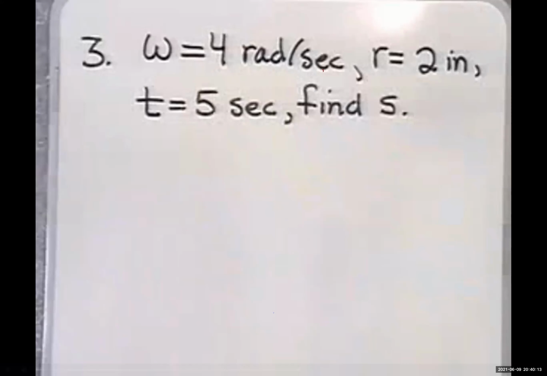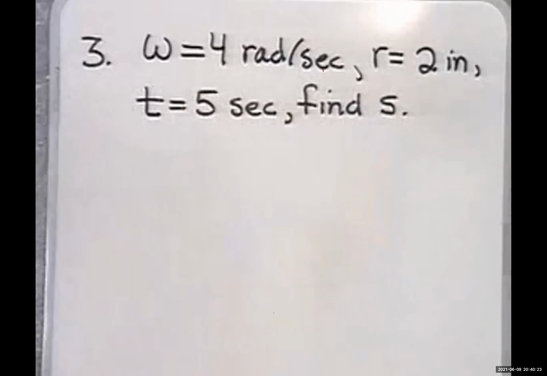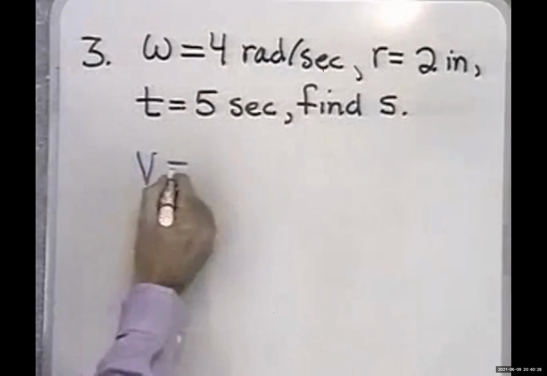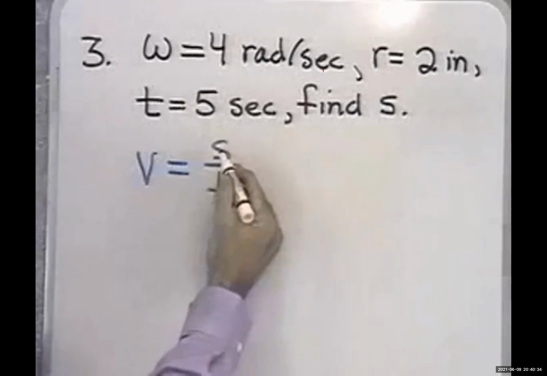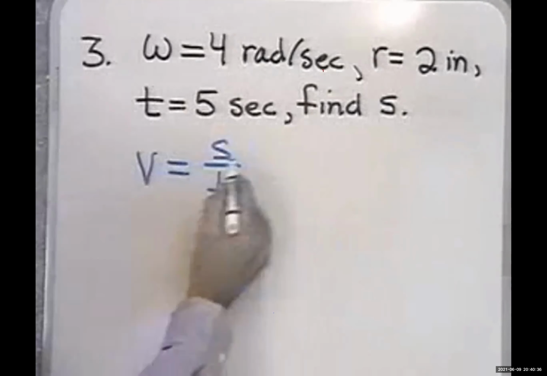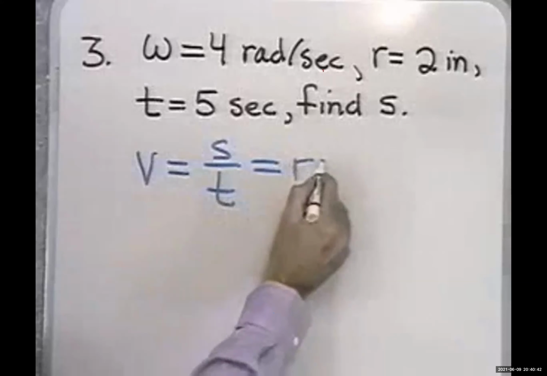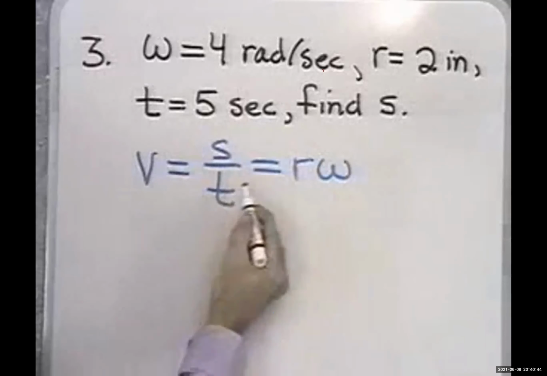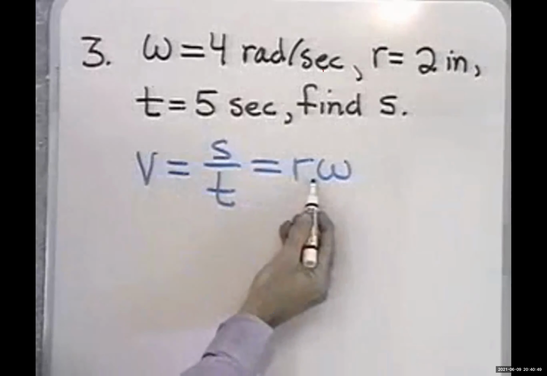Suppose that the angular velocity, omega, is 4 radians per second. The radius of the circle is 2 inches, and the amount of time that the particle has traveled is 5 seconds. Let's find the distance that it's traveled. Well, I'm going to start with my formula for v, and v is equal to s divided by t. Now I'm looking for s, and I'm given t, so I've got part of this filled in, but I need v. Well, v is also equal to, besides s over t, the other formula, r times omega. So s over t must be equal to r times omega, because v is equal to s over t, and v is equal to r times omega.